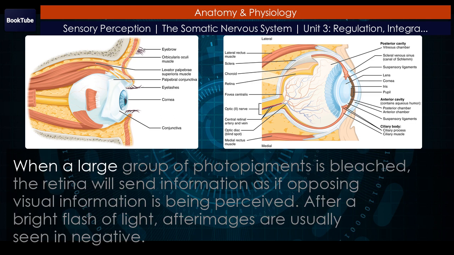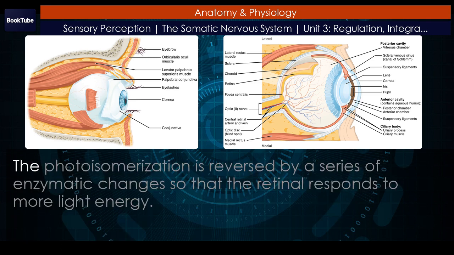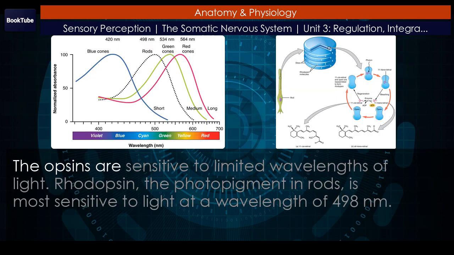When a large group of photopigments is bleached, the retina will send information as if opposing visual information is being perceived. After a bright flash of light, afterimages are usually seen in negative. The photoisomerization is reversed by a series of enzymatic changes so that the retinal responds to more light energy. The opsins are sensitive to limited wavelengths of light.